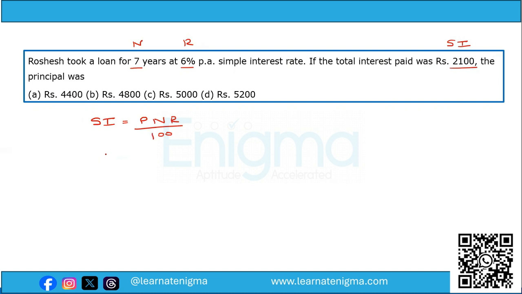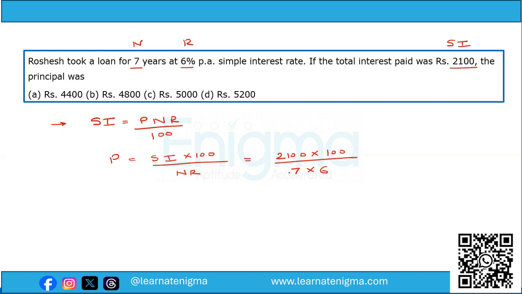So therefore, we can readjust this formula. P becomes simple interest into 100 upon NR. Now simple interest is 2,100 into 100 upon N is 7 and R is 6.